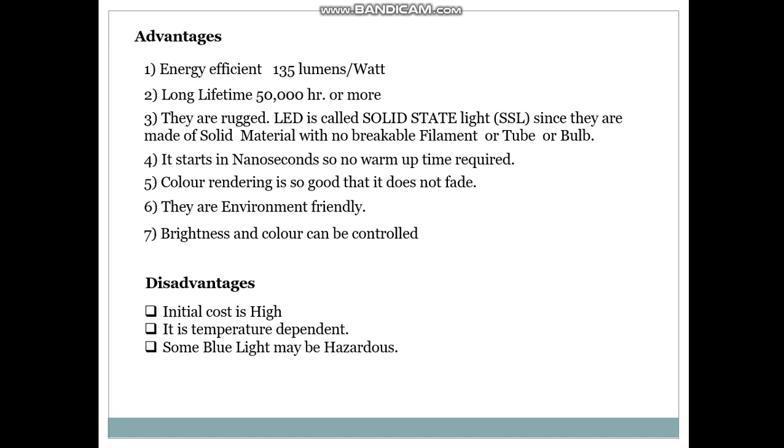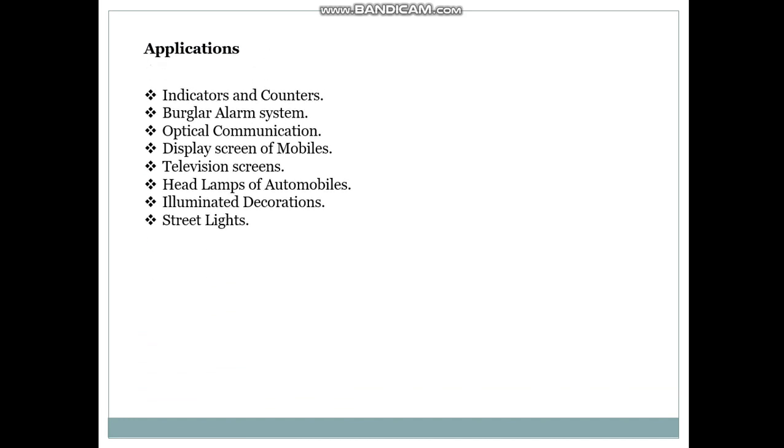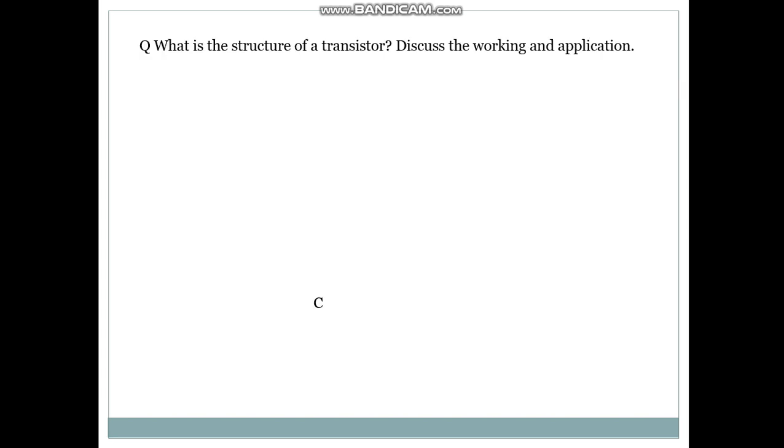Disadvantages. Initial cost is high. It is temperature dependent. Some blue light may be hazardous. The applications: indicators and counters, burglar's alarm, optical communication, display screens of mobiles, television screens, headlamps of automobiles, illuminated decorations, street lights. Now let us see the structure of a transistor and discuss its working and application.